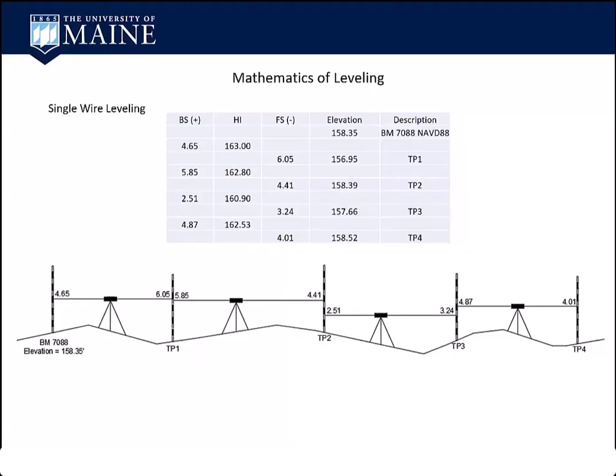So in this case, you can see we started at benchmark 7088 and set up, and then we turn the instrument to turning point 1, read that rod, and move the instrument from where it is to the next setup. We backsighted turning point 1, foresighted turning point 2, moved the instrument beyond turning point 2, sighted turning point 2, foresighted turning point 3, and it just goes on and on.